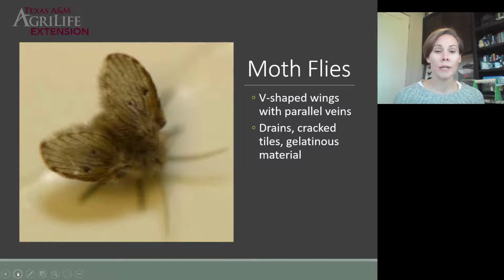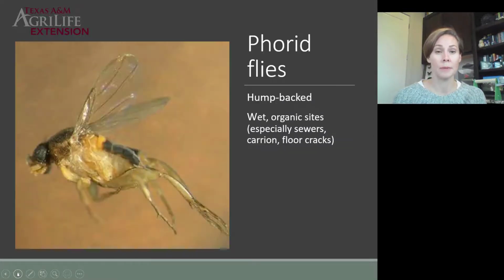If you look at the wings, they hold them shaped like a V at rest. And if you look closely, you can see that the darker portions of the wings, which are called veins, run parallel. They don't have crisscrosses. They love to breed in drains where organic matter has built up. This is in any drain in anybody's home. It doesn't necessarily mean that you are not clean. They like underneath and inside cracked tiles, anywhere gelatinous material is allowed to build up.